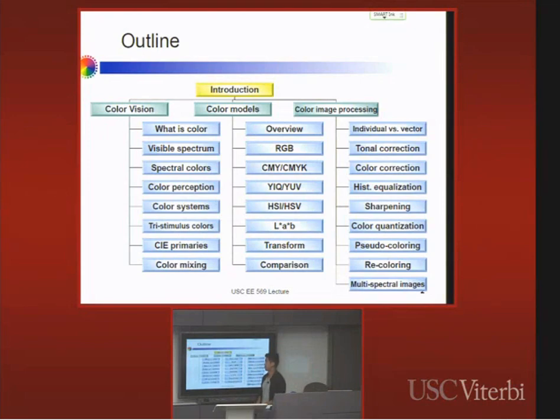First, we're going to go through a little bit of background knowledge about what is color vision. A lot of things you have already studied in your high school physics class. So we're going to go through what is color, visible spectrum, and color systems, and also color mixing. We're talking about additive color mixing and subtractive color mixing.